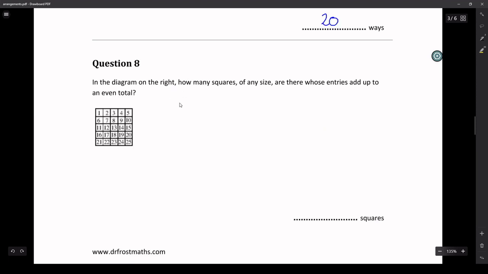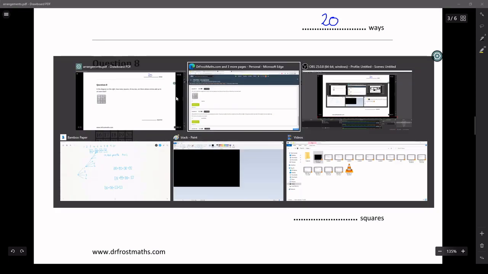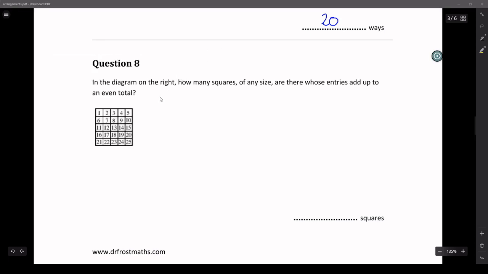Okay, question 8. This one's quite a bit more tricky. So I would consider the different squares in turn. So when you've got 1 by 1 square, you should see that there are 12 even 1 by 1 squares. When you have a 2 by 2 square, any 2 by 2 square is going to have 2 even numbers and 2 odd numbers. The 2 even numbers give an even total, and when you have 2 odd numbers you also get an even total.